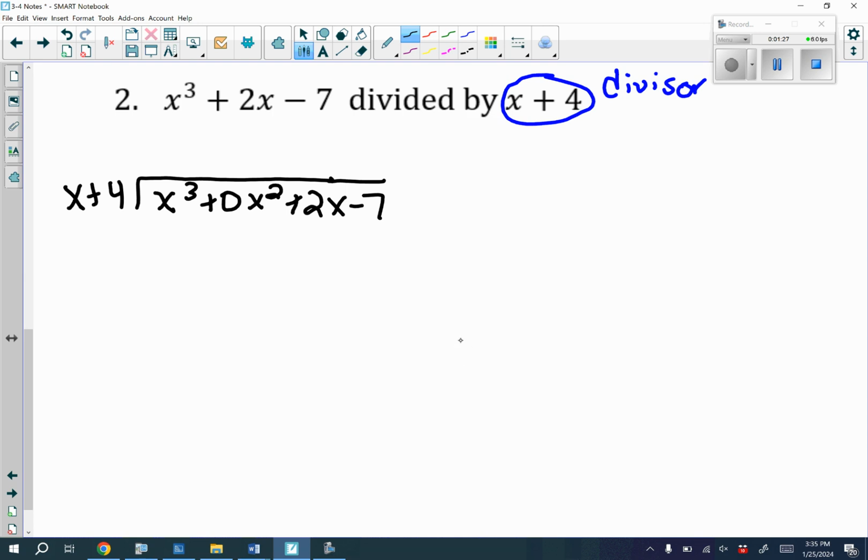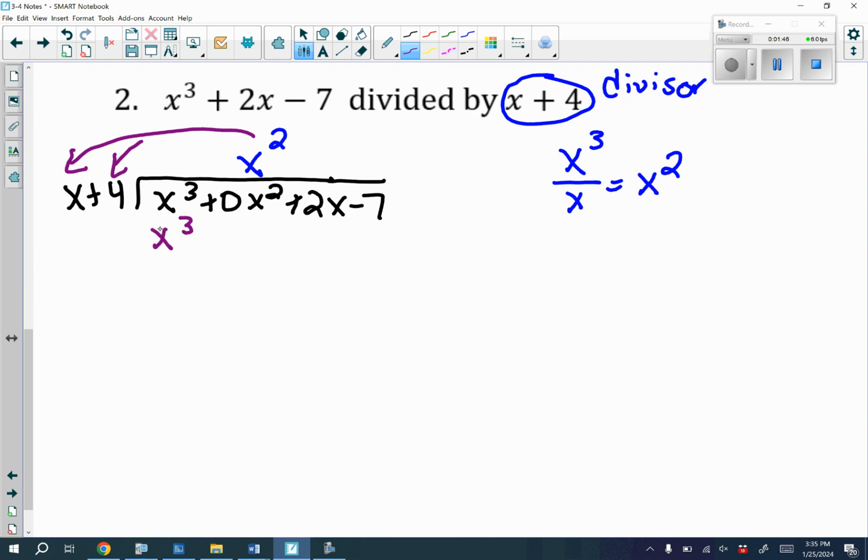Okay, so as we've been doing, we're going to divide the first two terms. So I'm going to do x cubed divided by x. That gives me x squared that goes on top. So now I'm going to multiply. So I'm going to do x squared times x and then times 4. So x squared times x gives me x cubed. Remember, we should always match the first term because we want to eliminate. Then x squared times 4 gives us plus 4x squared. Now we're going to subtract.